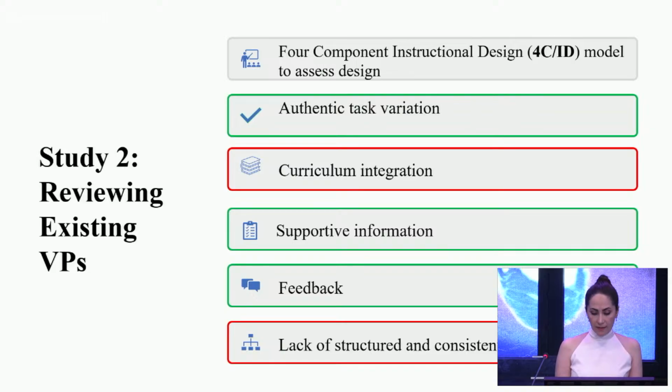Overall, our findings show that while most studies included some instructional design principles, none of them applied the design principles in a fully integrated way. In other words, there is a lack of a strong structure and consistent approach to the design and implementation of virtual patients.